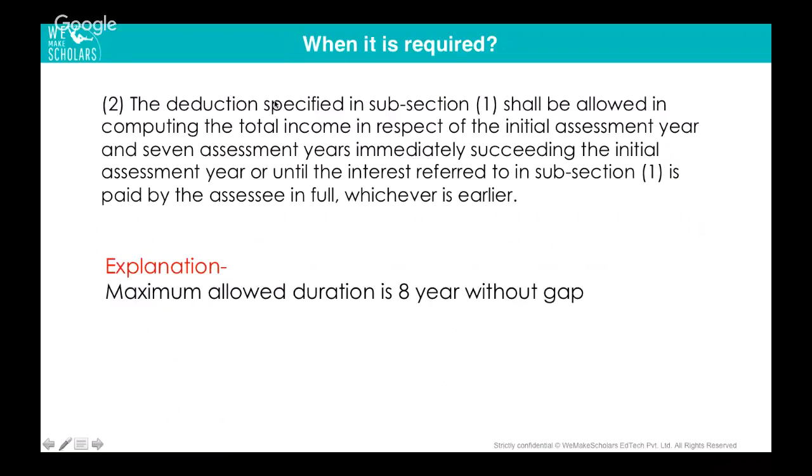So this is further explaining the section. The deductions specified in the subsection shall be allowed in computing the total income in respect of the initial assessment year and 7 assessment years immediately succeeding the initial assessment year, or until the interest referred to in the subsection is paid by the assessee in full, whichever is earlier.